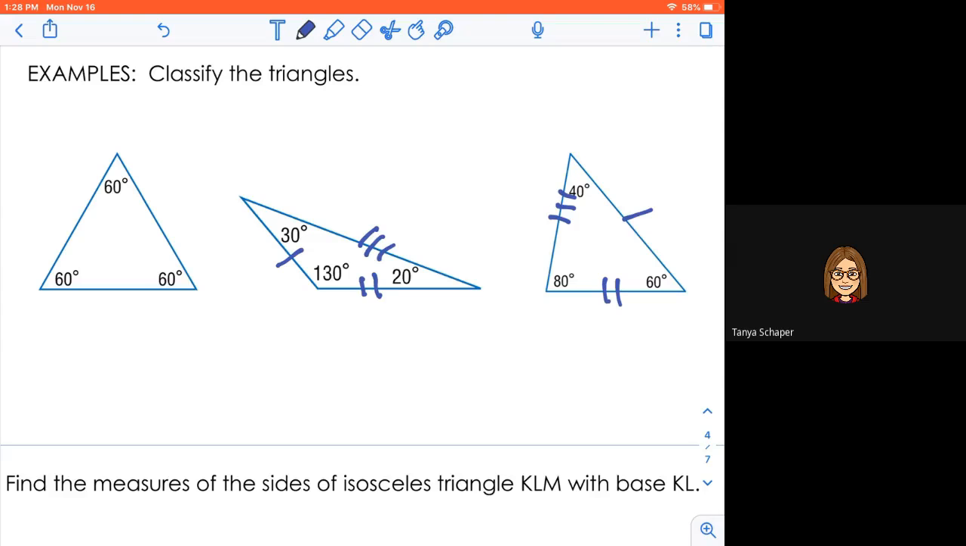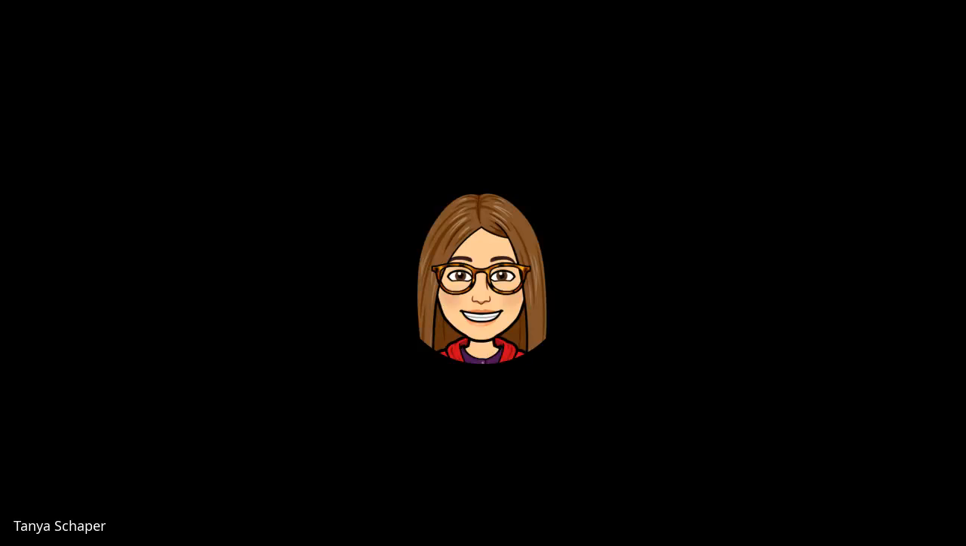Okay, so this first one we would classify as equiangular because it is a specific type of acute triangle, so we call it equiangular, and it is also equilateral.